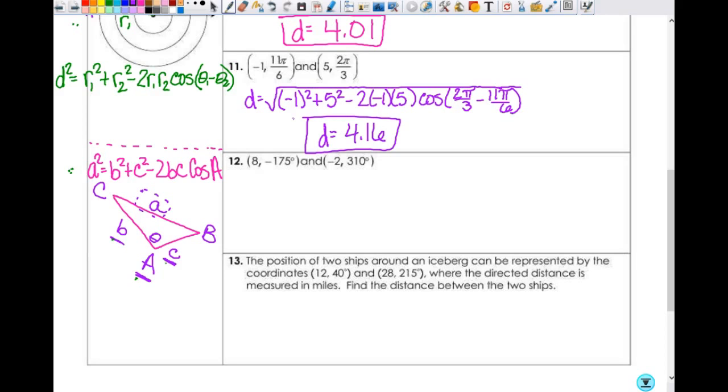Oh, you added these before you squared them. They're squared separately. You don't have it written down right either. See? You square them separately. That's why. All right, everybody else good? All right, let's move on to number 12.